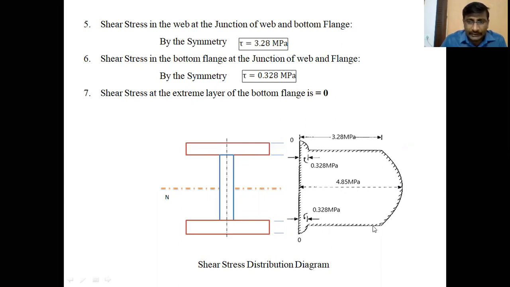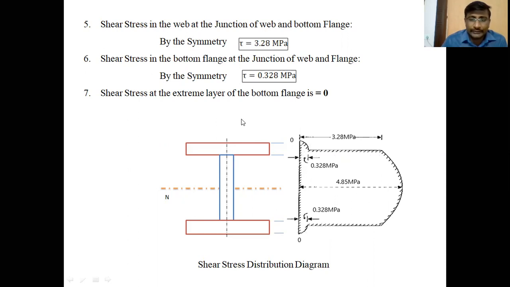And again, shear stress in the web at the bottom junction is 3.28. Draw the horizontal line at the junction, and the shear stress value in the bottom flange at the junction is 0.328 megapascals. And shear stress at the extreme layer of the bottom flange is 0. Like this, you have to draw the shear stress distribution by joining these points with parabolic curves. Okay.